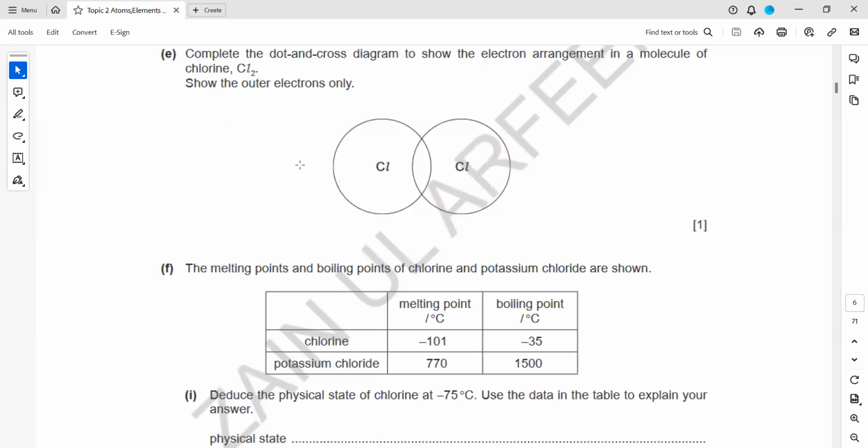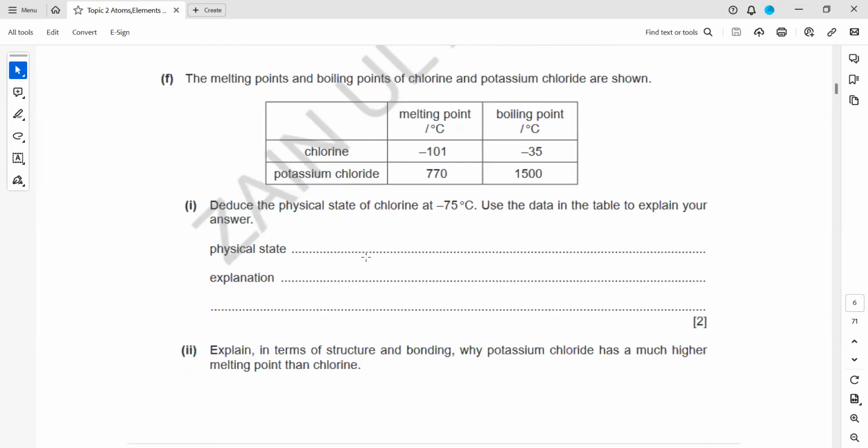The next one: the melting point and the boiling point are shown for chlorine and for potassium chloride, and we have to deduce the physical state at a given temperature. How to deduce the physical state? Before the melting point, a substance is solid. Between the melting and the boiling point, the substance is liquid, and after the boiling point, the substance is a gas. So we wanted minus 75.